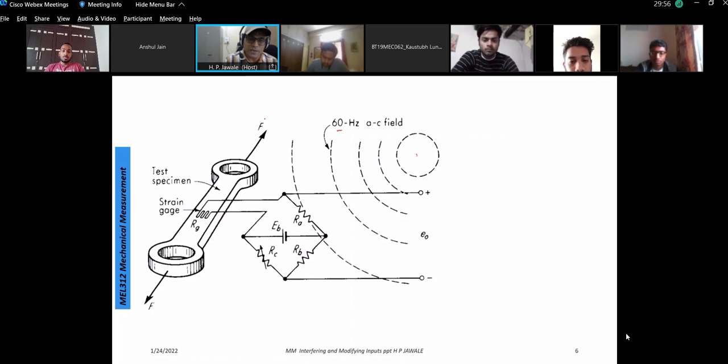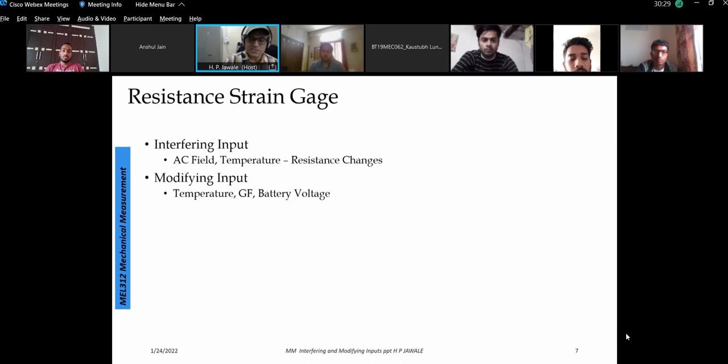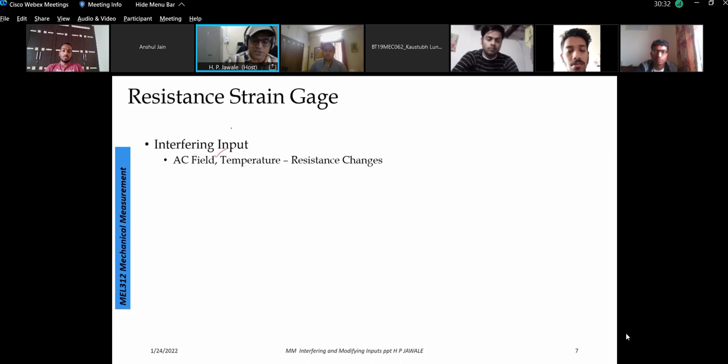So even if I make this force equal to 0, the output voltage will be shown because of the AC field. There is some kind of induced EMF in this RA, RB, RC and the gauge wires that will be reflected in the form of EO. So it is going to act as the interfering signal. Even if there is 0 input, it is going to show some output, right? So we can see that the AC field is going to act as an interfering signal.